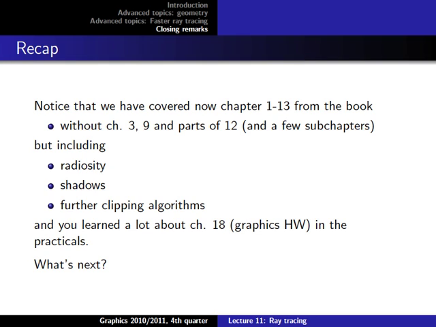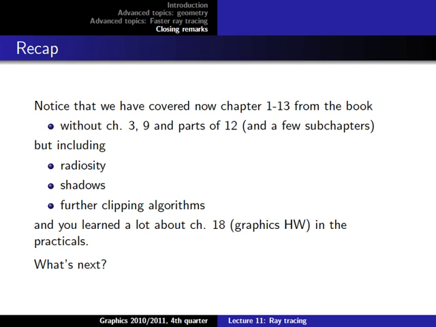And chapter 12 is about data structures. I skipped most of the part there. The only part that I talked about today was the Octrees. But we also did some other things. We talked about radiosity, shadows, and also some clipping algorithms that are not in the book.